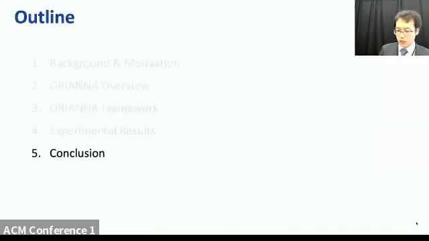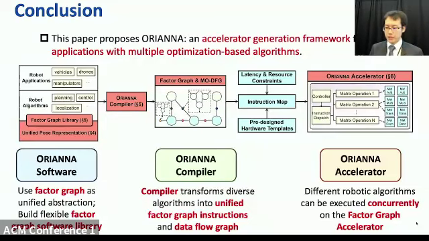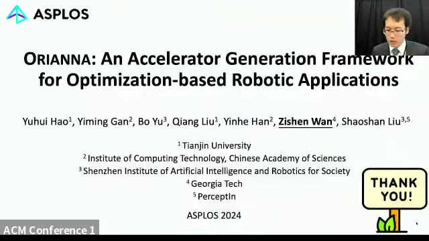So finally, the conclusion. In this work, we propose ARANA, an accelerator generation framework for robotic applications with multiple optimization-based algorithms. And we have this ARANA software stack where we use the factor graph library as a unified representation. And we have this compiler which can translate a bunch of different algorithms into a unified vector graph representation. And then we have these accelerators which can run different robotic algorithms. So with that, I will conclude my talk. Thank you for the time, and I'm happy to answer any questions.